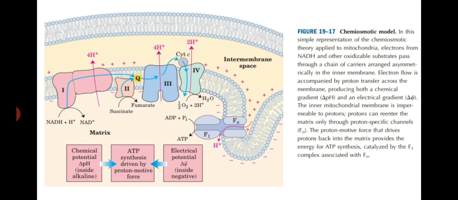Also, there is a fifth protein complex in the inner mitochondrial membrane known as ATP synthase. It catalyzes the synthesis of ATP from ADP and inorganic phosphate. ATP synthase is driven by a flux of protons across a gradient which is generated by the electron transfer in the electron transport chain.